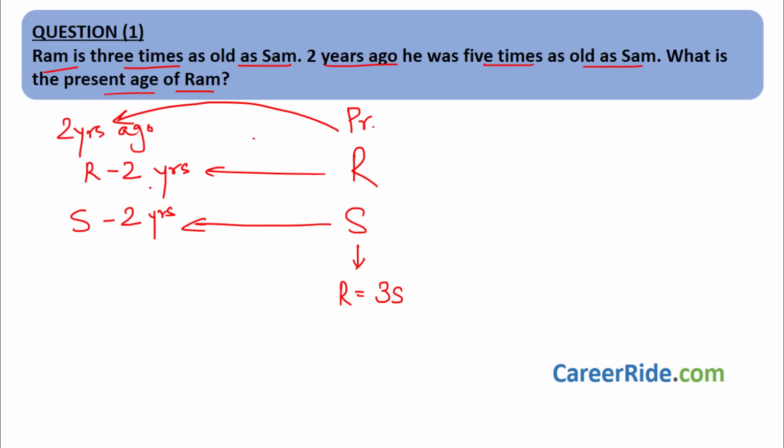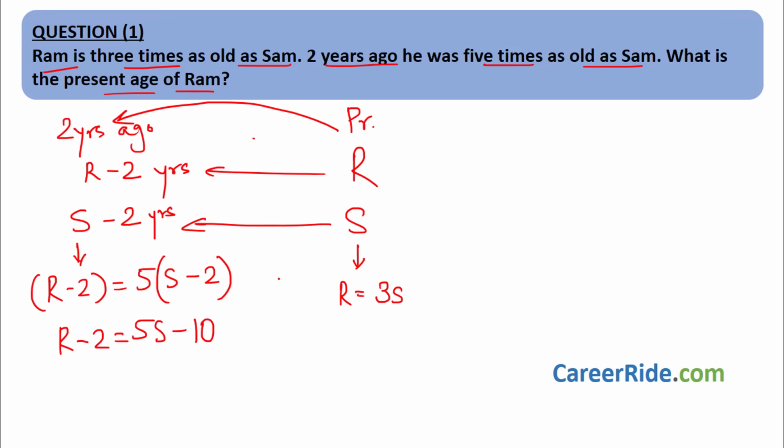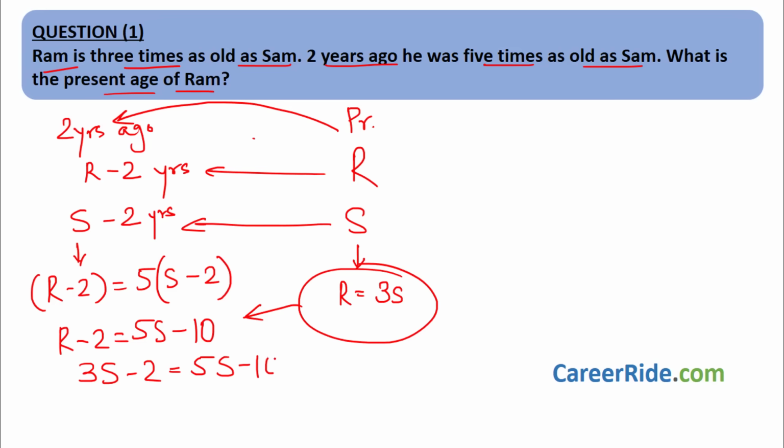What have they given? 2 years ago, Ram was 5 times as old as Sam. So R minus 2 equals 5 times S minus 2, that is 5S minus 10. Now the value of R we know is 3S. Substitute it over here. What do we get? 3S minus 2 equals 5S minus 10. That would be minus 2 plus 10, that is 8 equals 2S. Therefore, S equals 4 years.